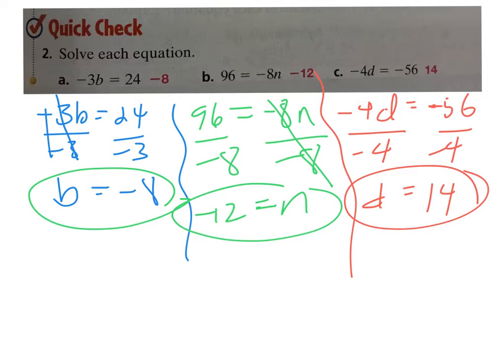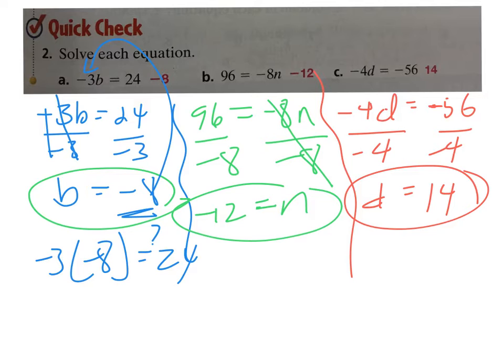And on each of these, I kind of skipped over the check, so I want to go back and cover that with you real quick, the idea of that. So here we would take this negative 8 and plug it back into the original equation. So I have negative 3 times negative 8. Does that equal 24? Well, negative times negative is positive, so yeah, that is a positive 24. And that's all there is to the check part. Nothing too fancy.